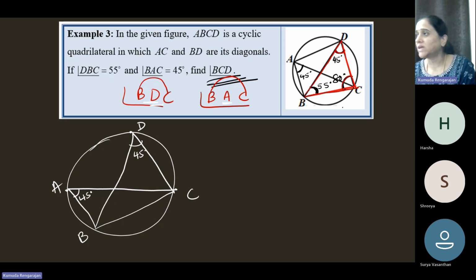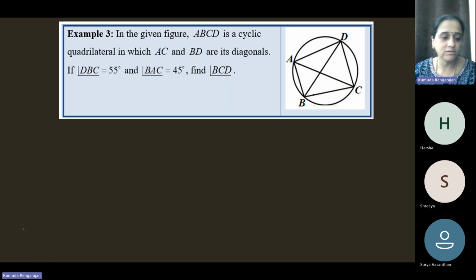Okay, let me give you that question. Use the property that in a cyclic quadrilateral opposite angles are supplementary. Use this property and find this angle. That's the other way of doing it.